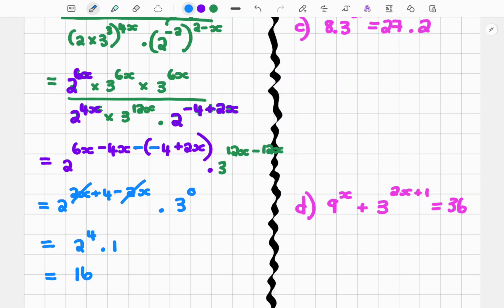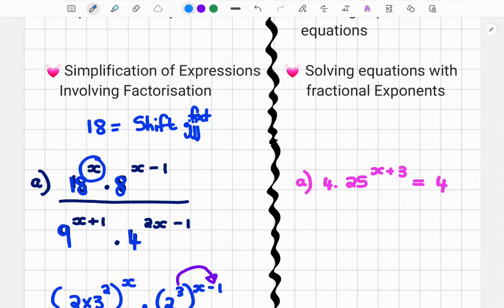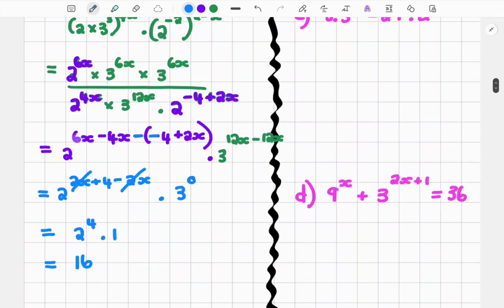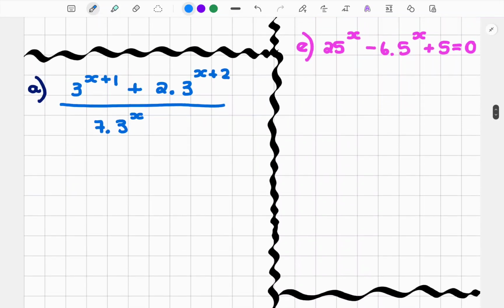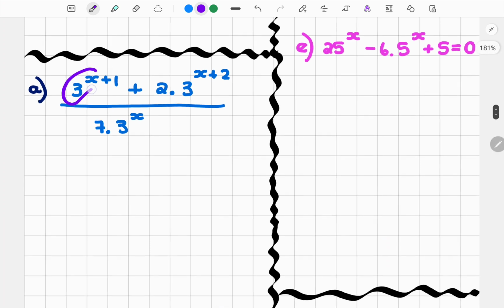All right, and next up we're going to look at simplification of expressions involving factorization. Factorization all over the show, all throughout the year, forever and a day, amen. So with these ones, we want to take out a highest common factor. Can you see that there's a 3 to the power x at the top? So the top we need to factorize. Why? Because there's a plus in between. So we don't have one term. We need to first make it one term so that we can cancel out.